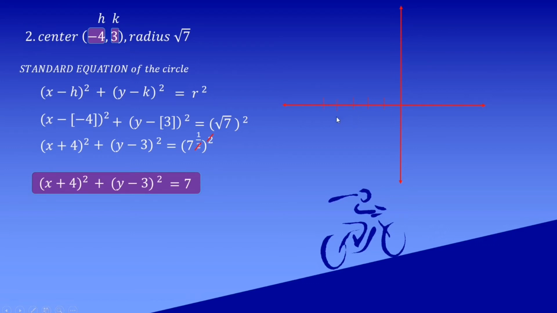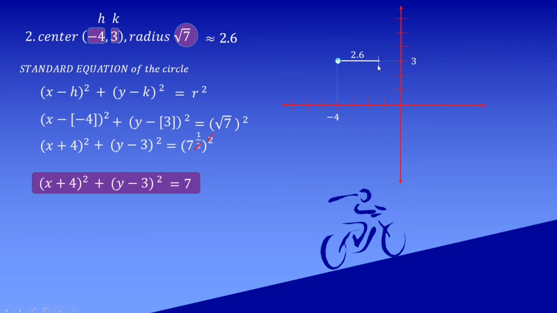So, i-plot natin, negative 4 can be found in the negative x-axis and 3 makita natin sa above the positive y-axis. Then, let's plot the point negative 4 and 3. Okay, diyan ang ating center of a circle. So, we have the radius, the square root of 7 is approximately 2.6. So, magbilang tayo from the center to any point on the circle. So, it is considered our radius. Okay, yan ang ating radius.